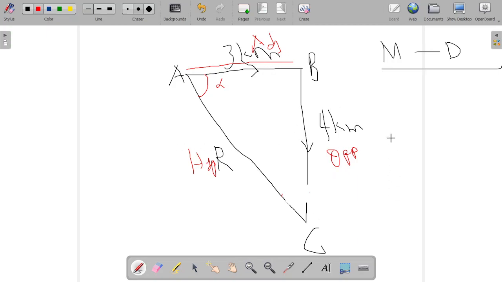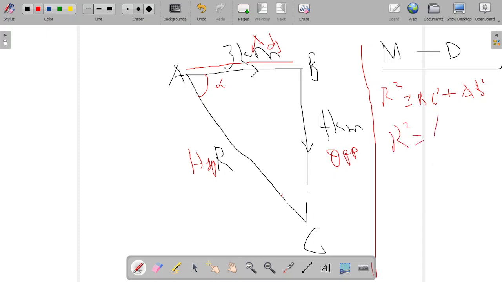So how do we do that? We say hypotenuse square, which is R square, is equal to the opposite square, which is BC square, plus adjacent square, which is AB square. So R square is equal to 4 square, and AB here is 3 square. So 4 square plus 3 square gives 16 plus 9, which gives us 25.